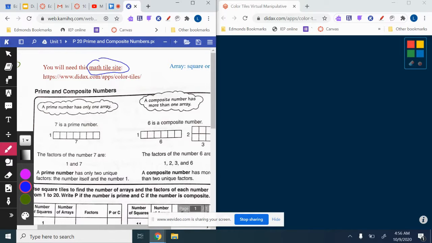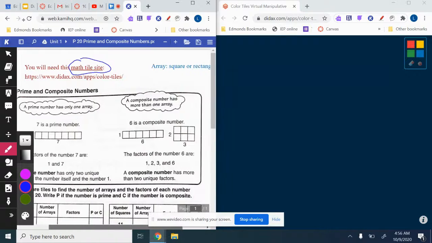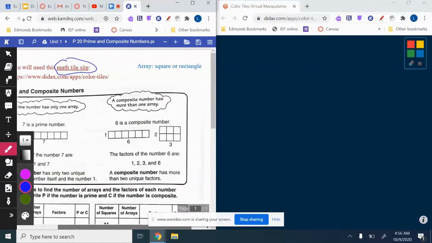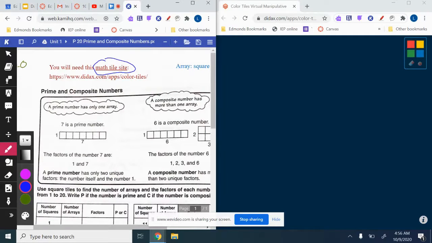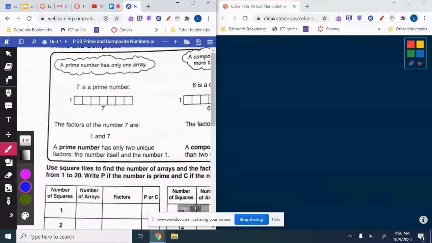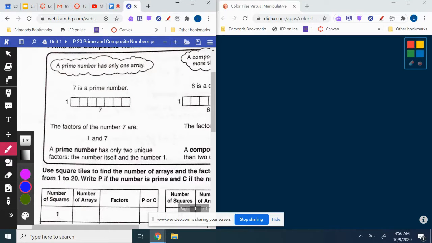One of the vocab words that we want to highlight today is an array. An array is a square or a rectangle. That's pretty much it. So when we're looking at prime numbers, we're looking at how many rectangles or squares we can make when given that number. So if we look at 7, the only rectangle or square we can make is just this one. So that makes 7 a prime number. And here is the definition. A prime number has only two unique factors, the number 1 and itself.